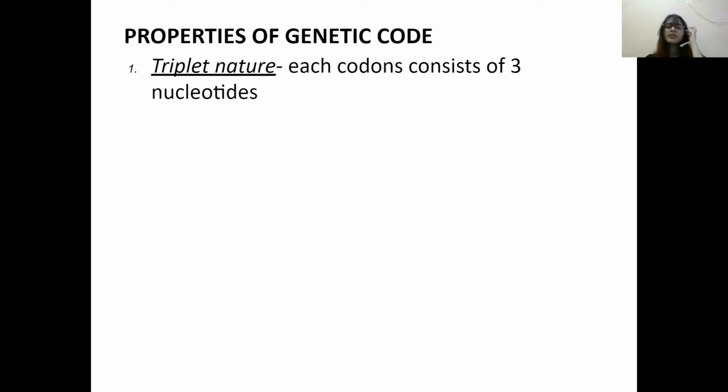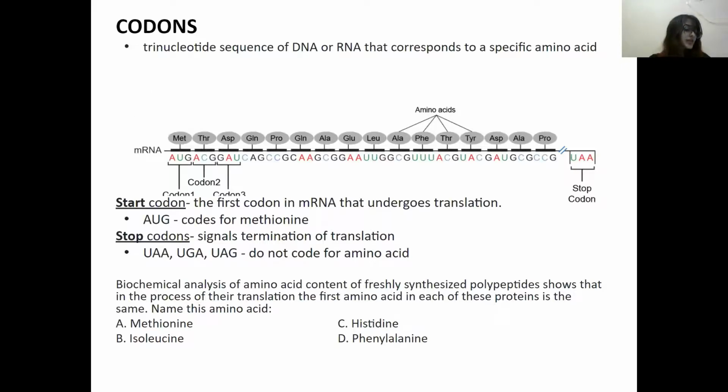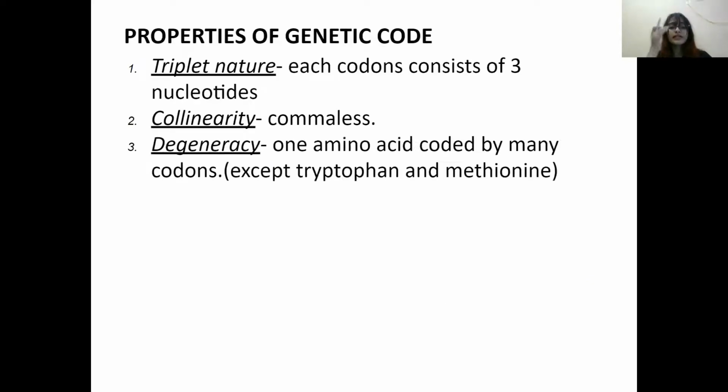Now, since we are talking about codons, let's also talk about the properties of this genetic code. First, triplet nature. We already have discussed that it consists of 3 nucleotides. Next, collinearity, comma-less. You can see in this picture, after AUG there is no comma or no dot, so they are collinear. After one codon there is another codon, then another codon. There is nothing else in between. Next, degeneracy. One amino acid is coded by many codons.